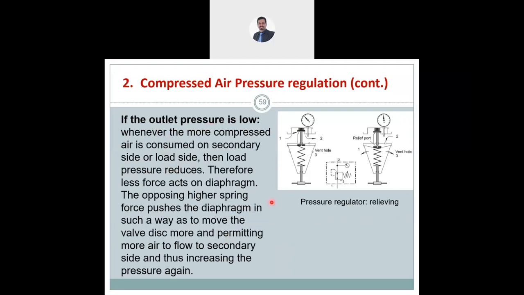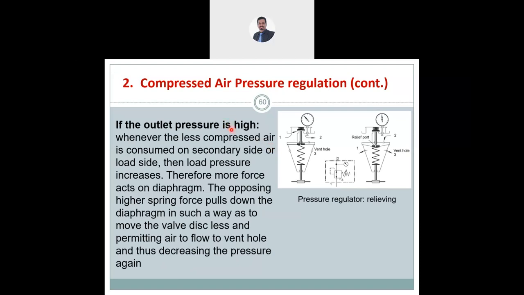So if the pressure is too low, it will collect more pressure from the supply unit. So in order to increase the pressure... if the pressure is too high, they can reduce it. That's how the air pressure regulator works.